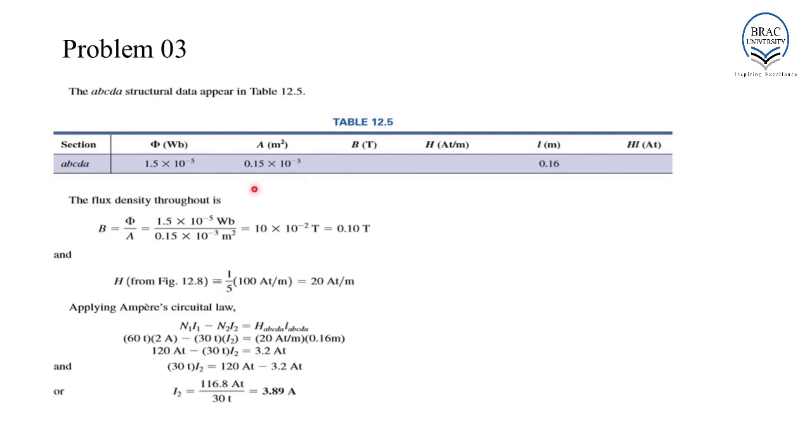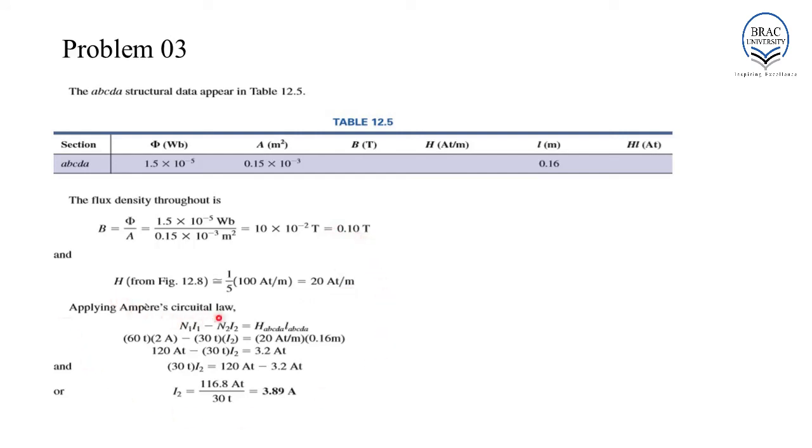As always, we have to make the data table at first and fill in all the necessary information. At first, we have to determine B, which will be equal to phi by A and equal to 0.10 Tesla. Then, using the BH curve, we have to determine H, which will be equal to 20 ampere turn per meter for B equals 0.10 Tesla.